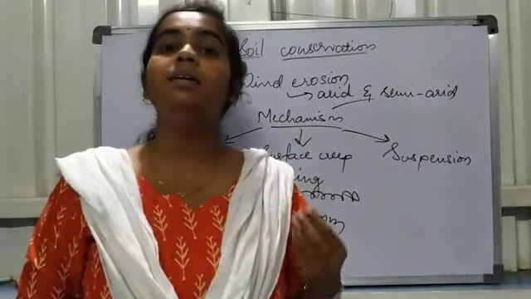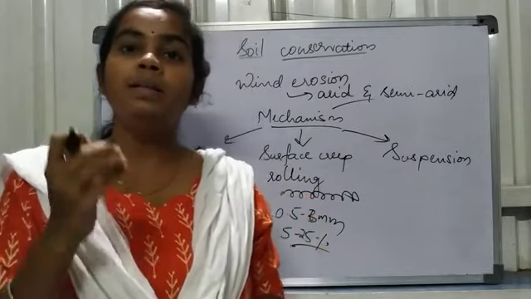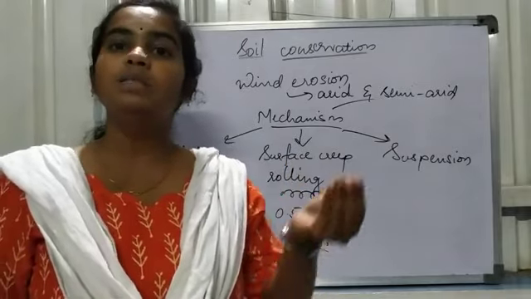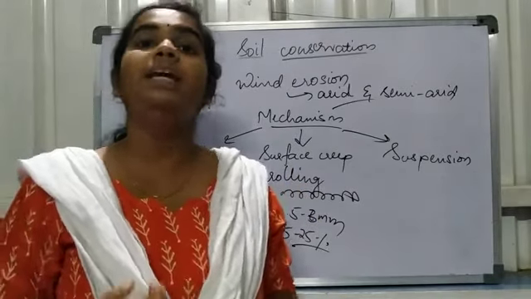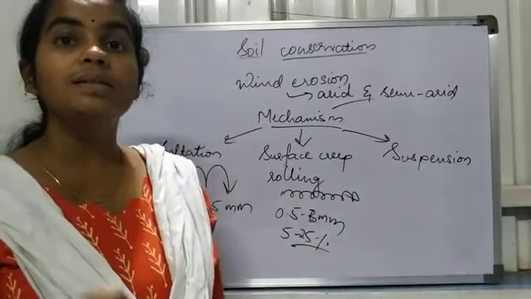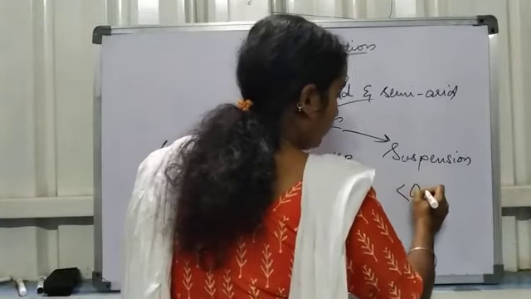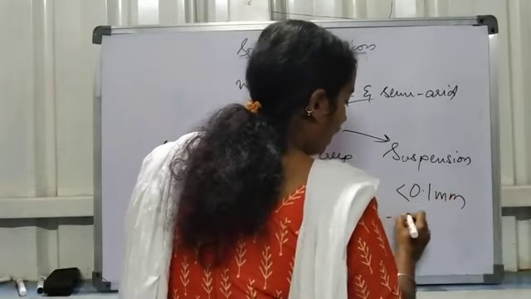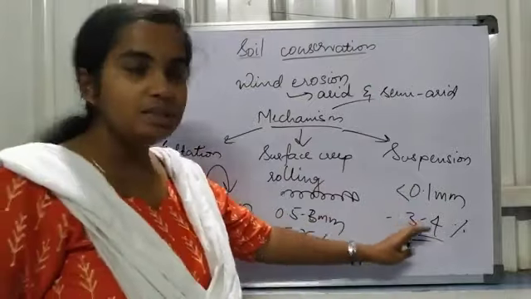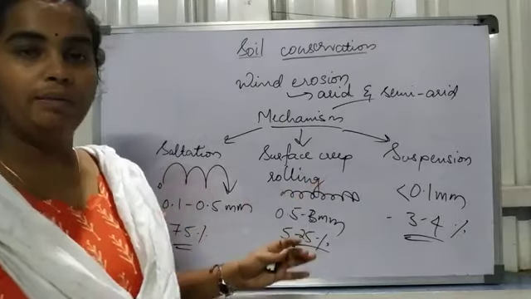Suspension means the lighter dust particles, which are very easy to carry away, will be suspended in the air for some time, and those particles will reach the earth's surface only when it rains. So suspension is the suspension of dust particles in the air, and the size of the particle here is less than 0.5 mm, and 3 to 4% of the weight of the soil loss is because of suspension. So these are the three processes which occur in wind erosion.